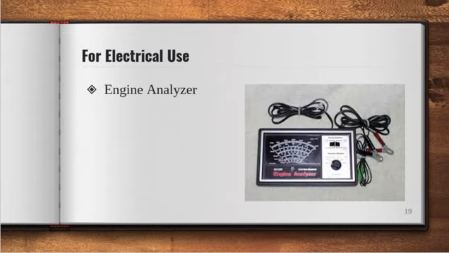Next is the engine analyzer. It is a compact instrument that tests and measures the following. What are these? Contact point resistance, ignition coil resistance, battery voltage, ignition current flow, engine revolution per minute or the RPM, the dwell and the cam angle, and also the alternator diode.